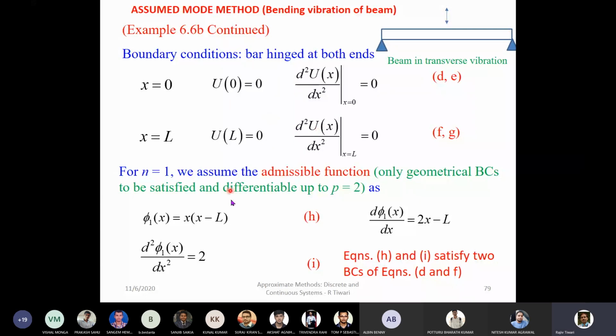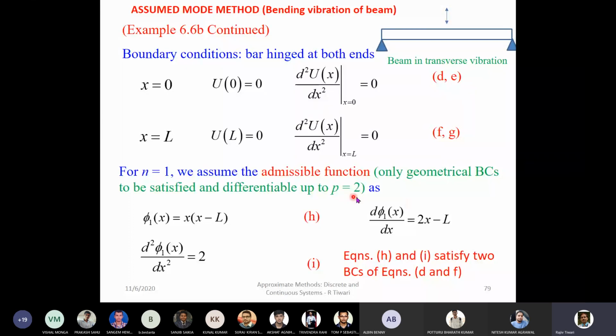So this is one of the admissible functions, x into (x minus L). You can see that if I put x equal to 0 in this function, it becomes 0, so it satisfies the first geometrical boundary condition. Similarly, if I put x equal to L here, it also becomes 0, so it satisfies the second geometrical boundary condition also. Another constraint is that it should be differentiable up to p times. Here in our L operator, the fourth-degree differentiation is there, so 2p is equal to 4.